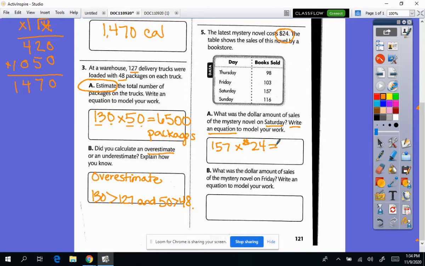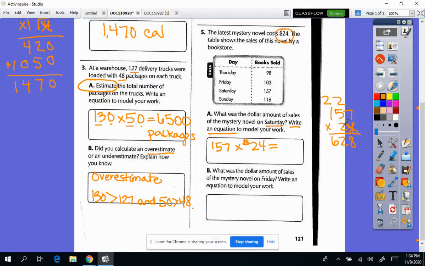Now here I can solve it off to the side. I have 157 times $24. Start by multiplying in the ones place. So 4 times 7 is 28. 5 times 4 is 20, plus 2 more would be 22. 4 times 1 is 4. Add 2 more is 6. I'm done with the ones place.